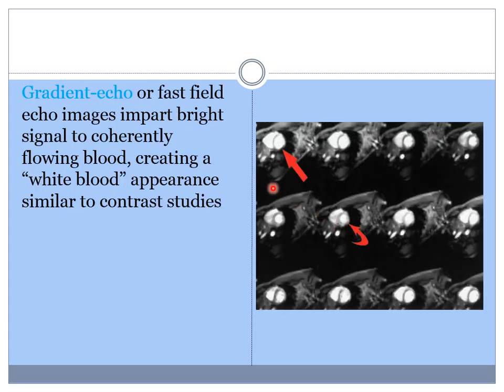Cardiac gradient echo or fast field echo imaging imparts bright signal to coherently flowing blood, creating a white blood appearance similar to a contrast study. This is during diastole. This is during systole. As we can see, during diastole the ventricles are larger in size, while in systole they are smaller but with thick wall and thick interventricular septum.